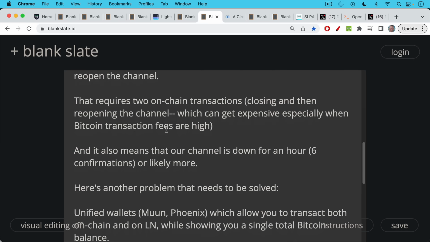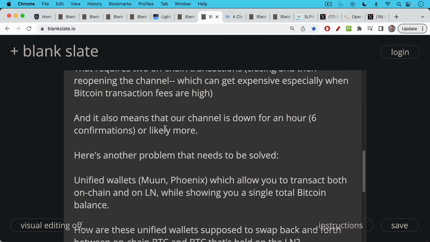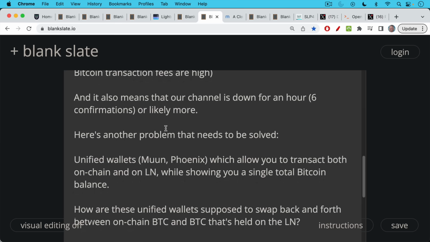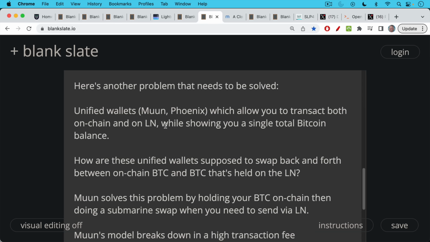Here's another problem that needs to be solved. Unified wallets like Muun and Phoenix, they're called unified because they allow you to transact both on-chain on the Bitcoin network as well as on the Lightning Network while they show you a single total Bitcoin balance, which is very convenient. These unified wallets, how are they supposed to swap back and forth between on-chain Bitcoin and Bitcoin that's held on the Lightning Network? This is a real problem.